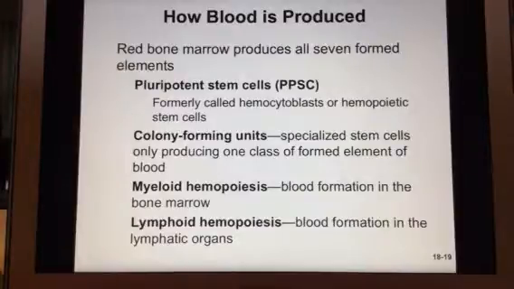And then there are still lymphocytes that are formed in the lymphatic organs, so the spleen, the thymus, and lymph nodes. We will get into more detail about this as we look at each type of blood cell.